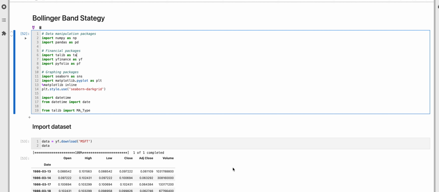The first few steps are similar to my previous video, so I will not repeat it over here. For fair comparison, we will again backtest on the same Microsoft dataset.